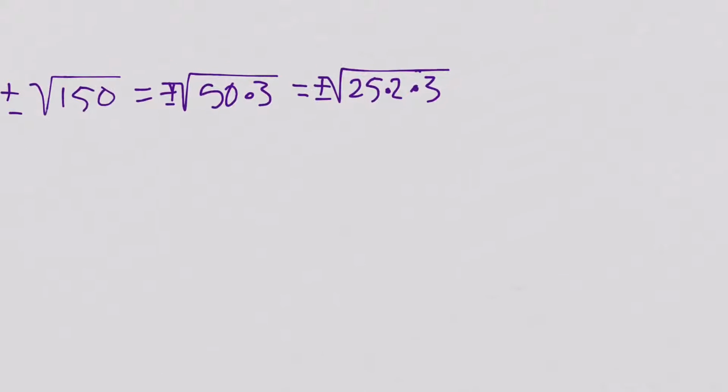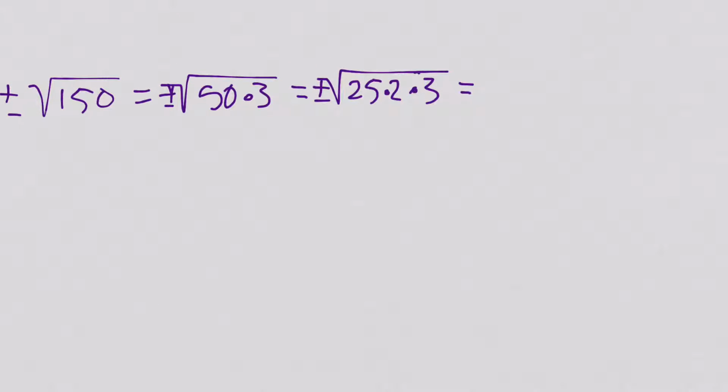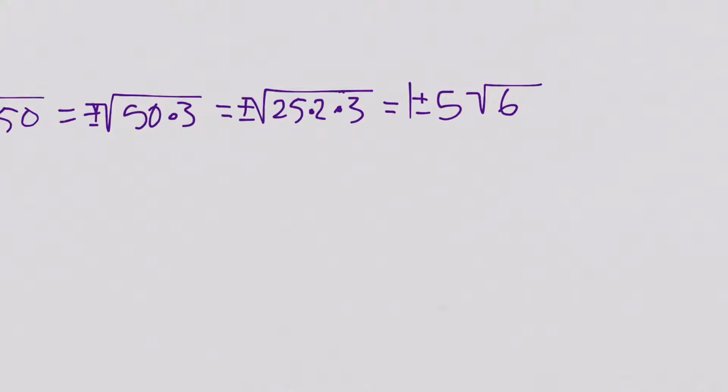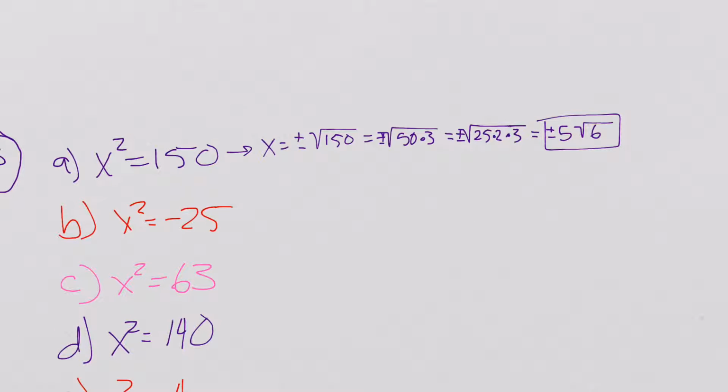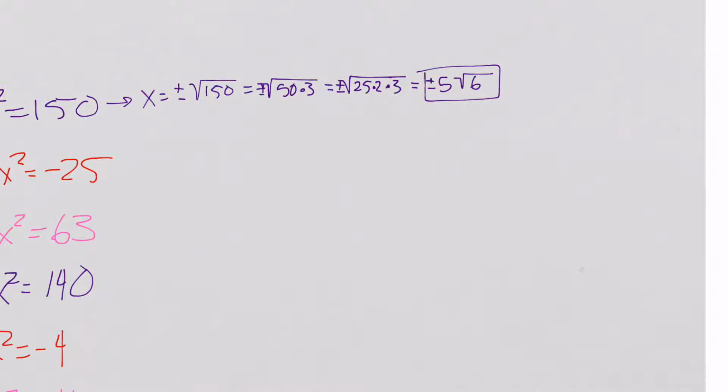So I've split this number up like that, which is useful because now I can pull out the square root of 25, which is 5. So I get plus or minus 5 times the square root of 2 times 3 is 6. You can't break that down anymore. So this would be a simplified radical form of the square root of 150. The answer key doesn't say plus or minus, but it should.